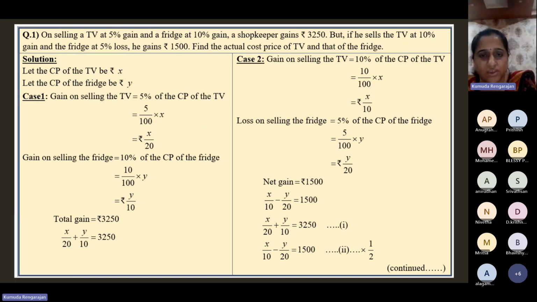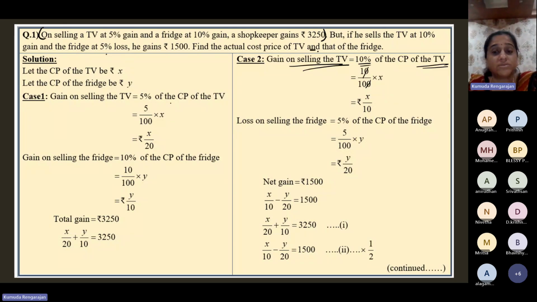This information is worked in case 1. Now case 2. If he sells the TV at 10% gain, so gain on selling the TV is 10% of the cost price of the TV. So 10 by 100 into it. 10% is 10 by 100, of is into, and the cost price of the TV is X. So X by 10 is the gain.